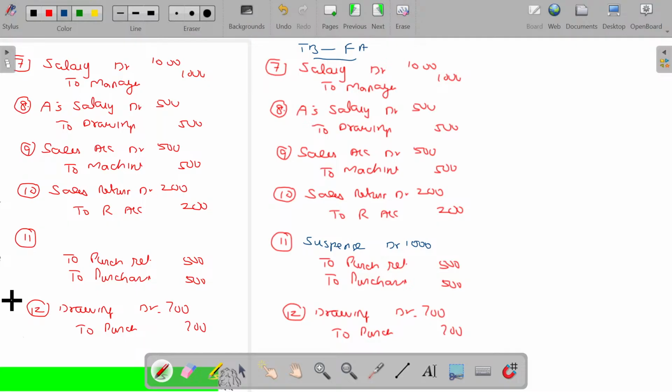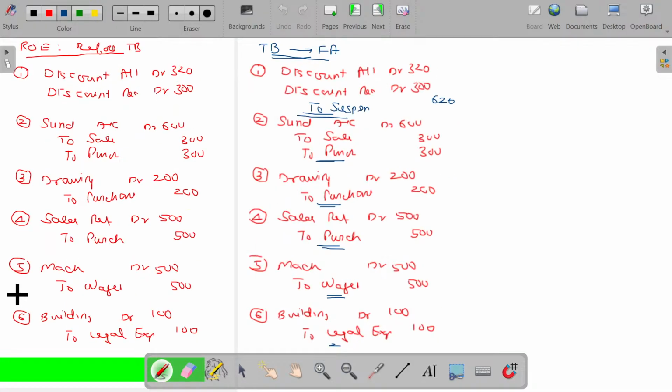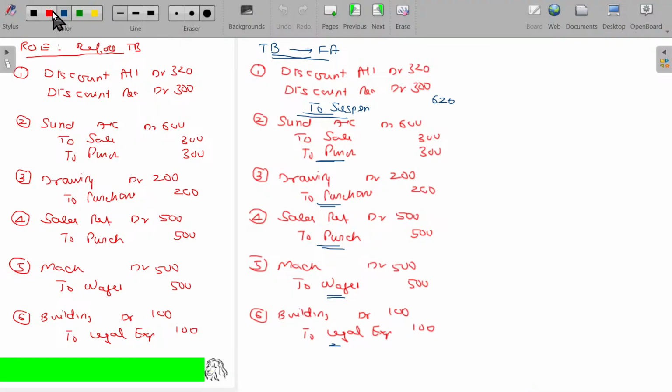Clear? So what happens if we are going to rectify after final accounts? In case of after final accounts, the nominal account is going to be replaced. First account, discount allowed and discount received are both nominal accounts, so they will now be named as P&L adjustment account. Then you can write directly P&L adjustment account debit, the value being 620, to suspense account, 620.